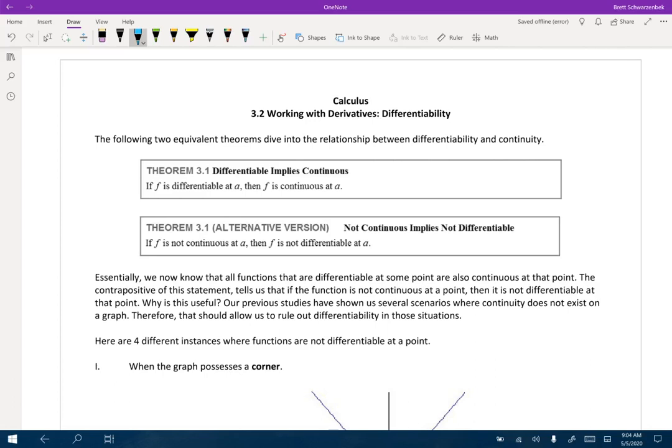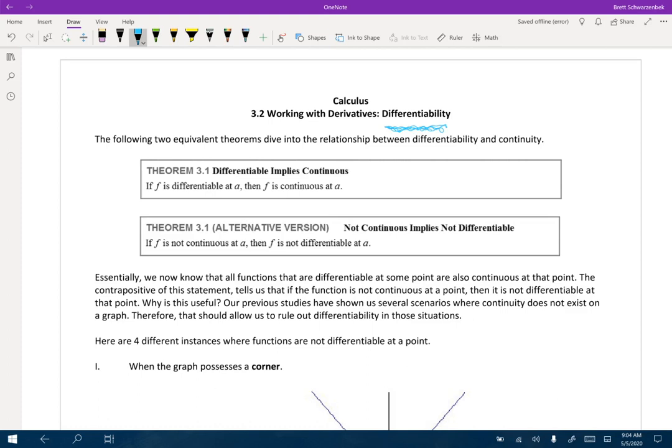This is the 3-2 notes for Calculus 1. In the prior section, you learned about the derivative definition and how to apply it. So I did bring up a word in that section. It was the word differentiability.